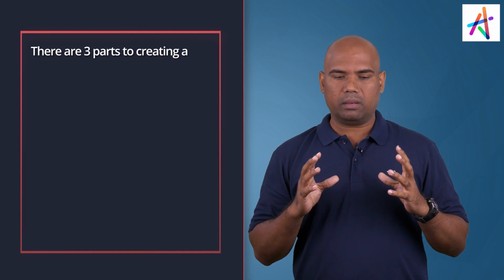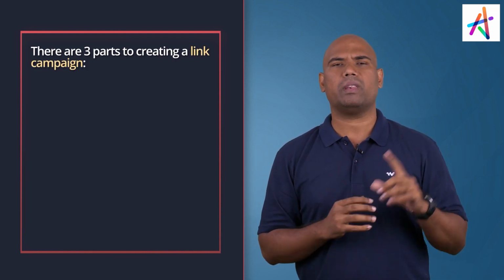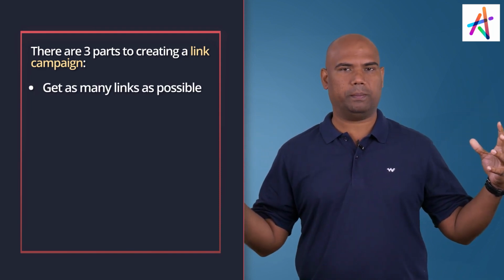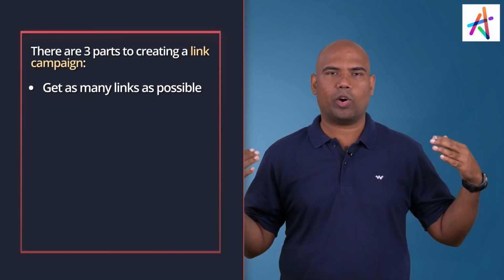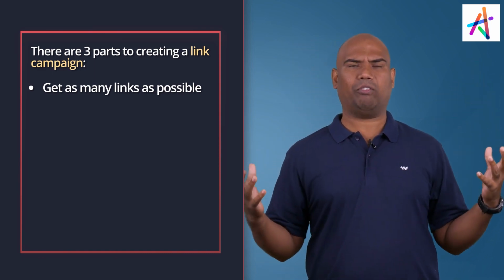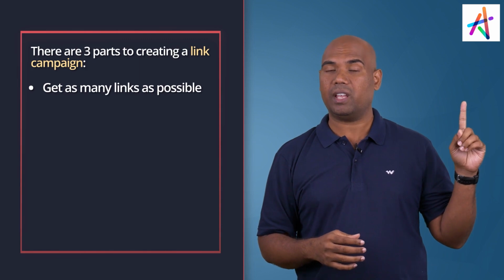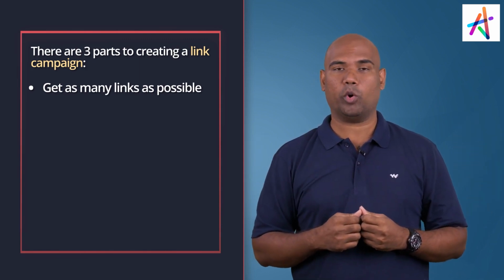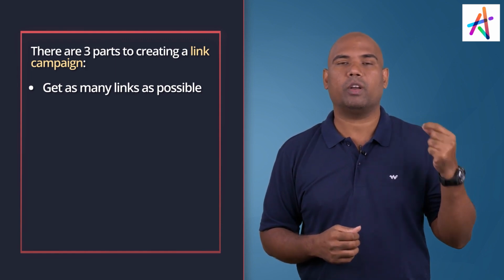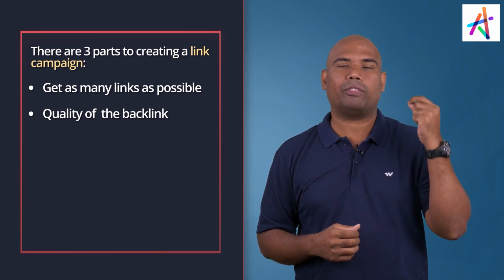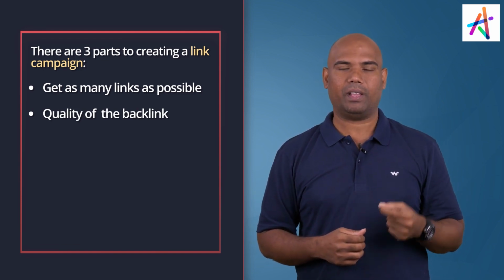There are three parts to creating a link campaign. Number one, you need to get as many links as possible. You understand that search engines look for a lot of links, but not just any kind of link. It's about quality, relevant links. Now, if I am doing something like baking classes, and I get a backlink from a salon or a fashion industry site about clothing, it may not be the most relevant one. You see? So link quantity is important, meaning getting as many links as possible, but even more important is the quality of the backlink, the relevance of the website that is actually giving you the link.